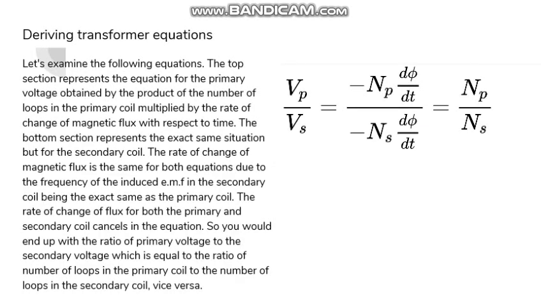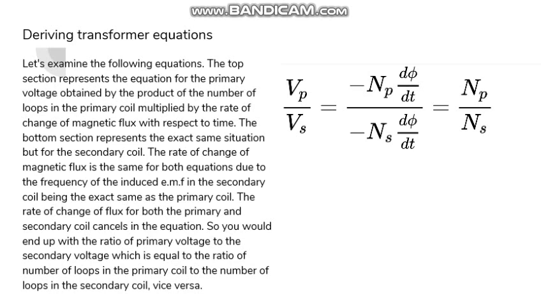Now we look at, well, deriving transformer equations. So let's examine the following equations. The top section represents the equation for the primary voltage obtained by the product of the number of loops in the primary coil multiplied by the rate of change of magnetic flux with respect to time. The bottom section represents the exact same situation but for the secondary coil. The rate of change of magnetic flux is the same for both equations due to the frequency of the induced EMF in the secondary coil being the exact same as the primary coil.